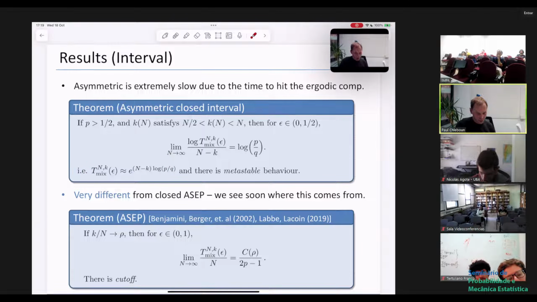But what's going on here is that this mixing time is completely dominated by how long it takes for the worst case initial configuration to reach the ergodic component. Then on the ergodic component, for reasons we'll see in a moment, we look like the asymmetric simple exclusion process anyway, and it mixes extremely fast. So this exponentially slow mixing time in the asymmetric case is due to this hitting time problem of reaching the ergodic component started from the worst case initial configuration.